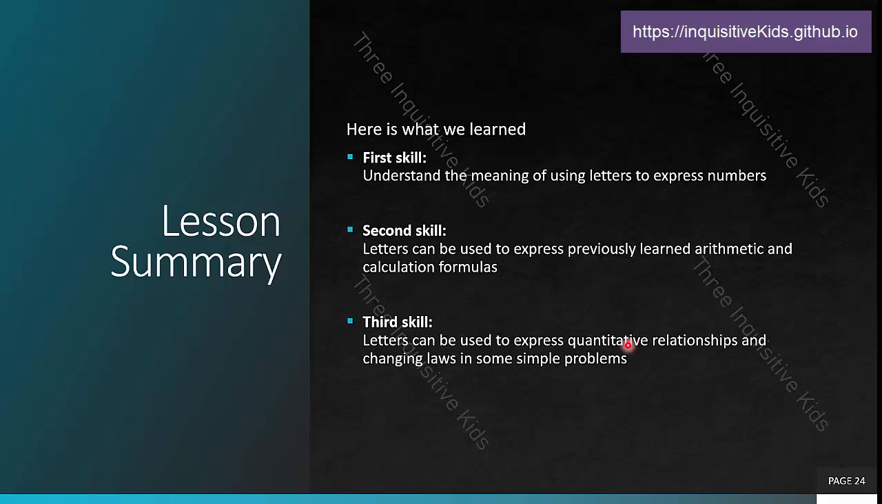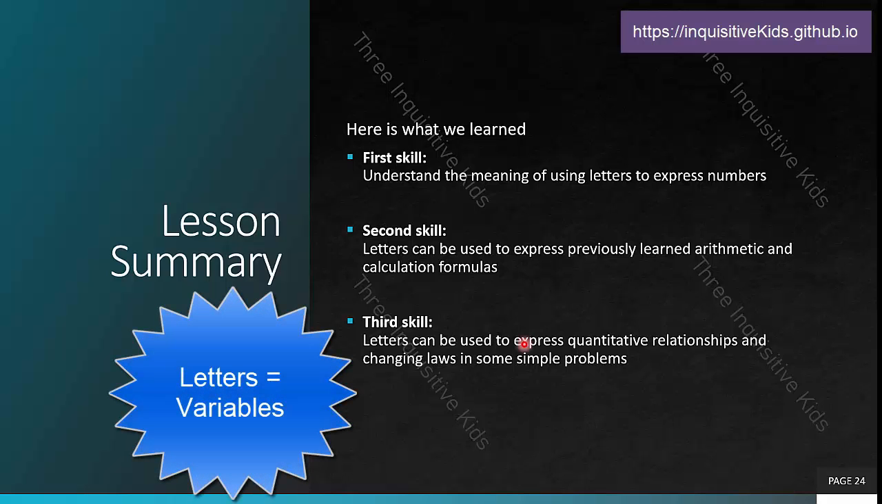And then our last and final skill, letters can be used to express quantitative relationships and changing laws in some simple problems. So that's basically using our variables and being able to use them to create an expression that could express the quantitative relationships or value relationships in the changing values of some simple problems.